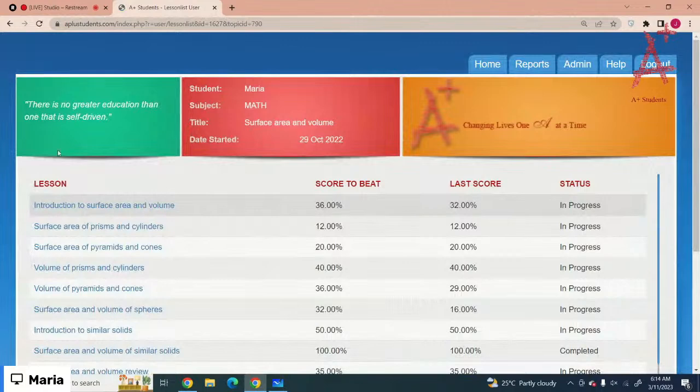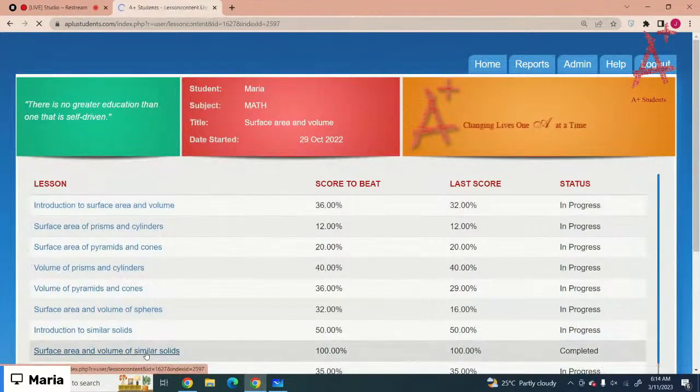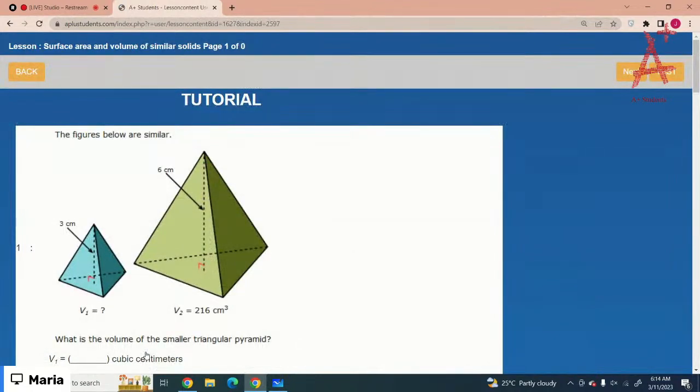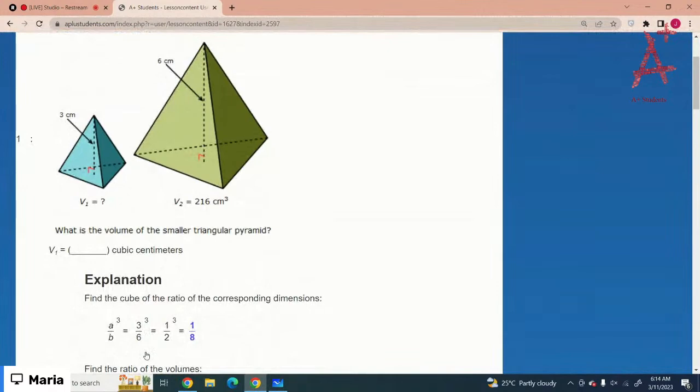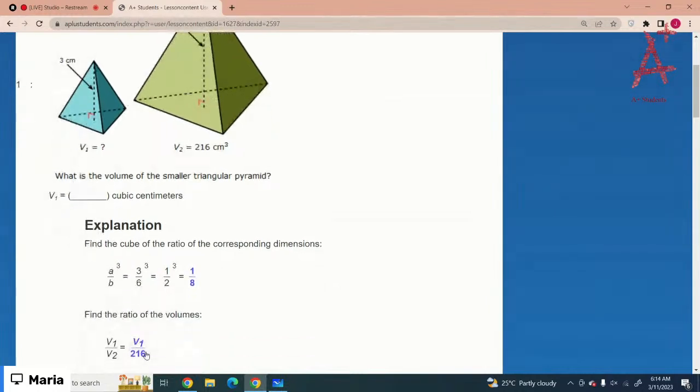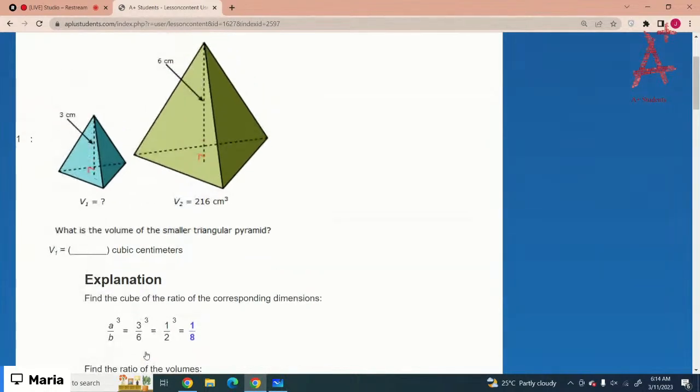The next lesson is surface area and volumes of the similar solids. So now we're going to learn how to calculate the surface area and the volumes of the similar cylinder. Got it? Similar figures. Let's start with the first example. The figures below are similar. What is the volume of the similar smaller triangular pyramid? So you are given two triangular pyramids. They are similar. Got it? You need to find the volume of the smaller triangular pyramid. Got it? So again, because both the figures are similar, you have to form a proportion between their corresponding sides.